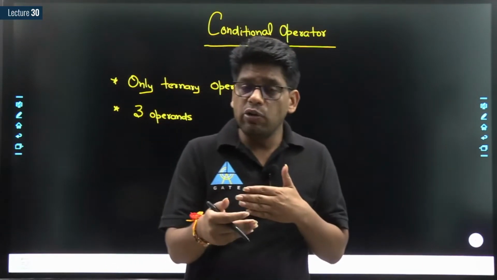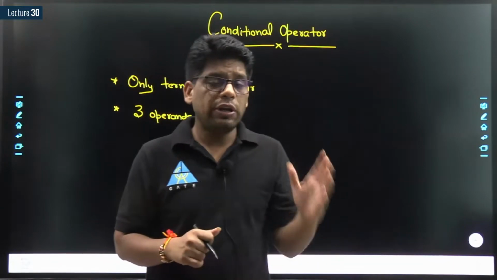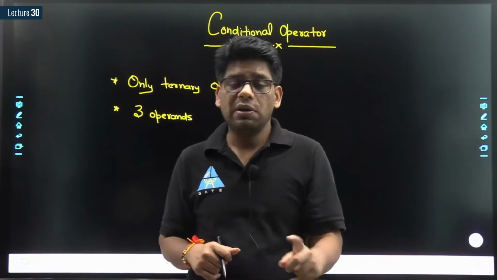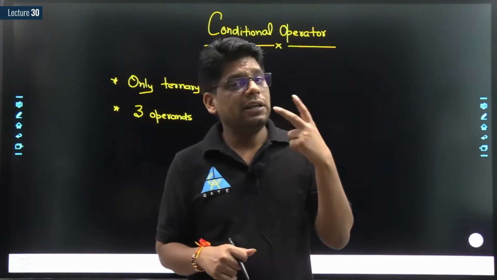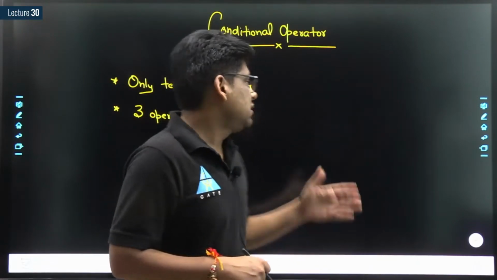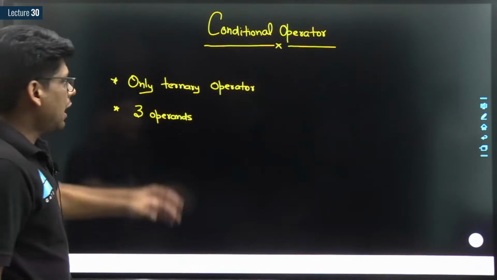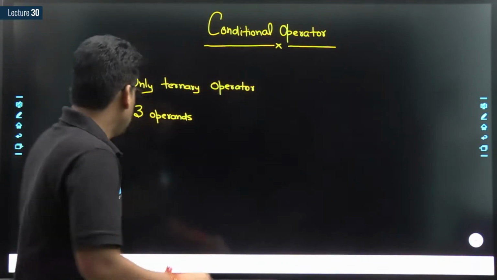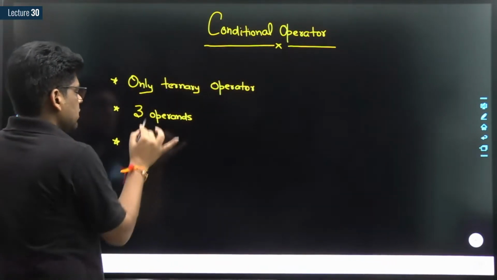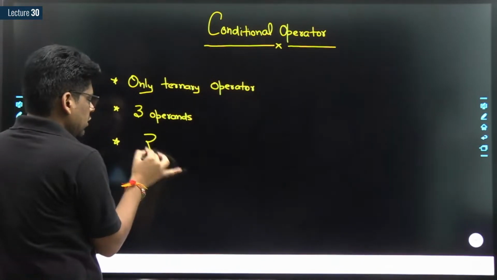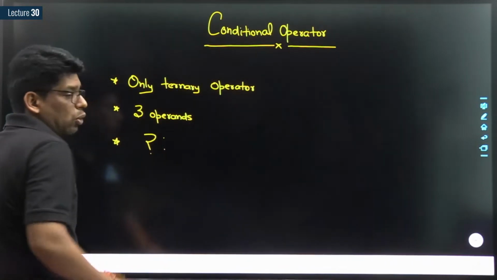What is a ternary operator? We have already seen unary operators that take one argument, and binary operators that take two arguments. So this operator takes three operands. Sir, how does it work? The ternary operator is nothing but a question mark and a colon.